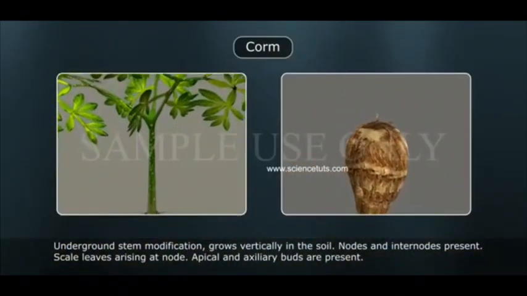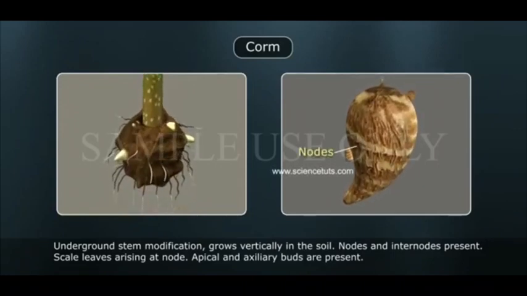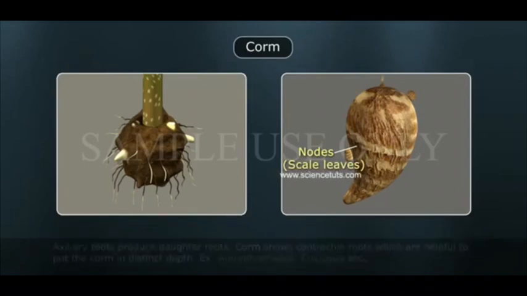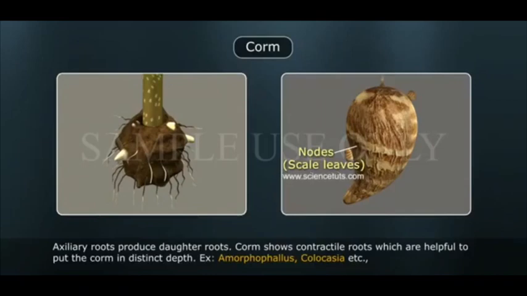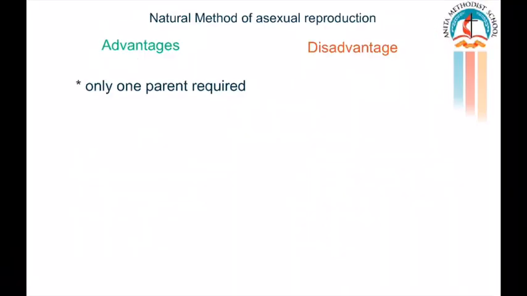Corm. Underground stem modification grows vertically in the soil. Nodes and internodes are present. Scale leaves are arising at the node. Apical and axillary buds are present. Axillary buds produce daughter corms. Corm shows contractile roots, which are helpful to put the corm at a distinct depth. Example: Amorphophallus, Colocasia, etc.